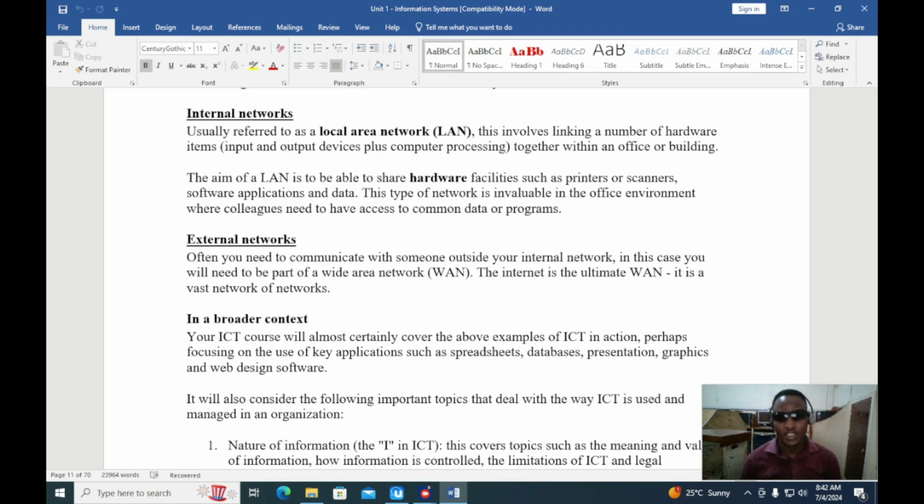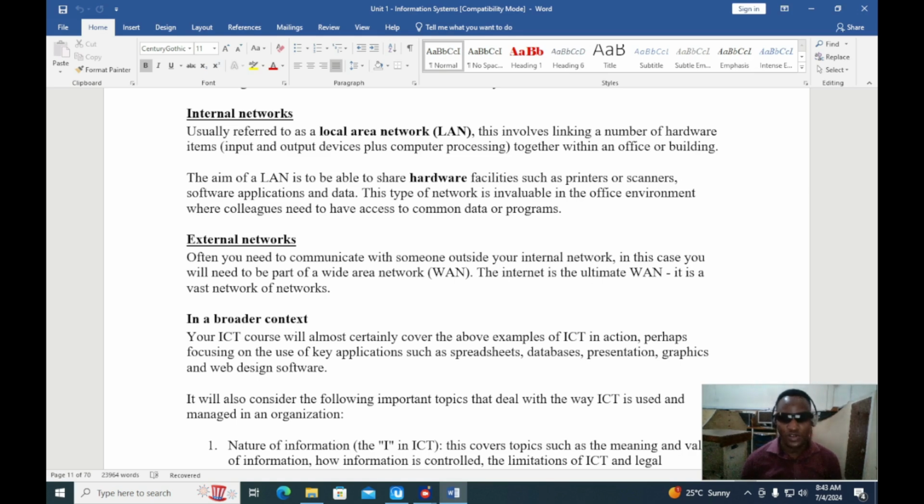So it is a type of network that is invaluable in the office environment, where we have colleagues that need access to some common data or some common programs. Remember, this is the interconnection of hardware, including the input and output devices, within a building or an organization. Its main intention is to make sure that we have resource sharing. We are able to share hardware, for example printers and scanners. We are able to share application software, and also able to share data.